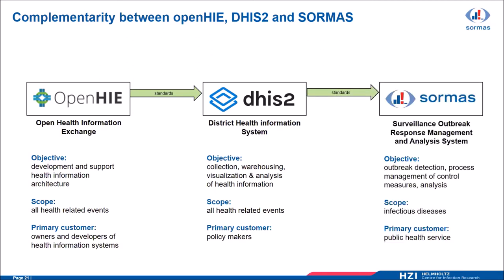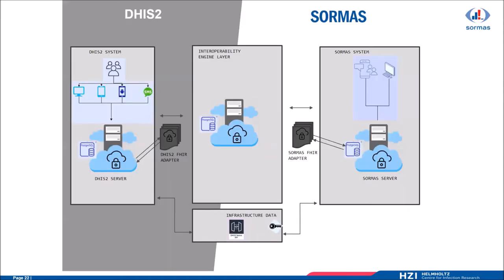And SORMAS is like the younger brother to DHIS2, where SORMAS focuses more on infectious diseases, outbreak detection, process management of control measures, and its primary customer is a public health service. What happens is that SORMAS can push data to DHIS2, because DHIS2 in most African countries concentrates more on warehousing, collection and visualization of all health-related events.